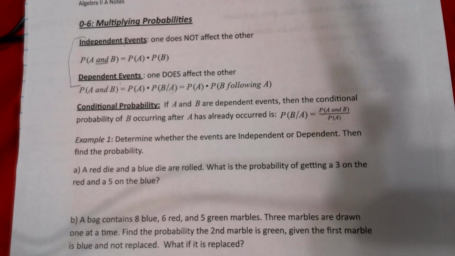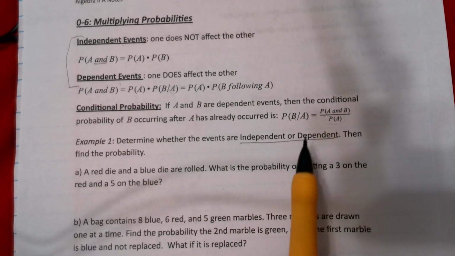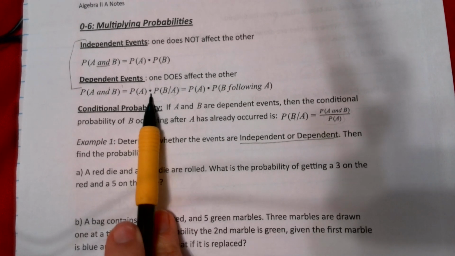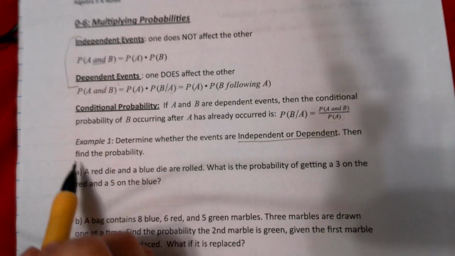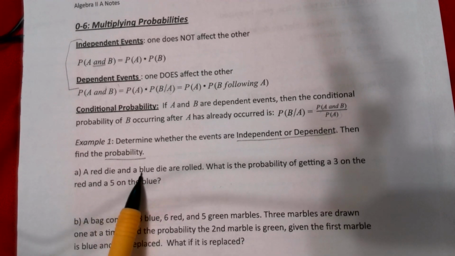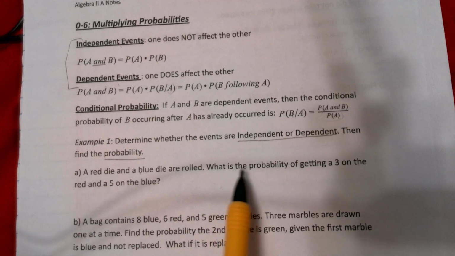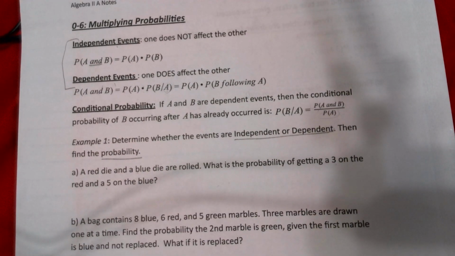Example 1. Decide whether the events are independent or dependent, and then find the probability. Mainly we have to choose because we need to decide what we're doing, but you also need to say, is it independent or dependent? Then find the probability. Okay, we have 2 dice, red and blue. What is the probability of getting a 3 on the red and a 5 on the blue?